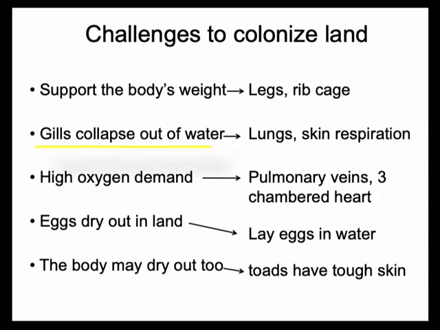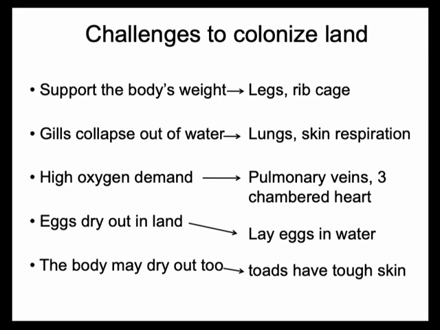The other challenge, if you take your gills out of the water, they will collapse, but lungs supported by a rib cage will be able to do gas exchange outside of water. And since movement out of water requires high energy, these animals evolve a 3-chamber heart that is more efficient than the 2-chamber heart of fish.